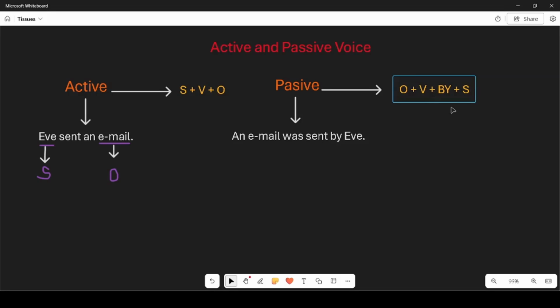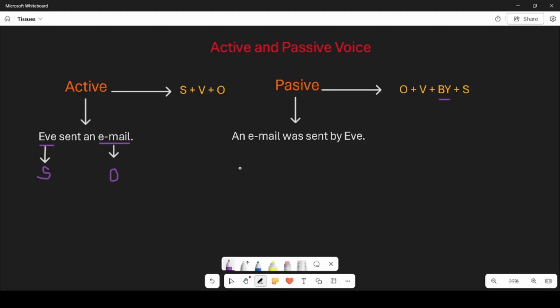It's kind of the opposite, and we have an extra word in between, and that is the word by. Now, an email was sent by Eve. If we look at what the subject is, the subject is email, but the doer is Eve. In the active sentence, the subject and doer are the same, it's Eve. But in the passive voice sentence, email is the subject and Eve is the doer.